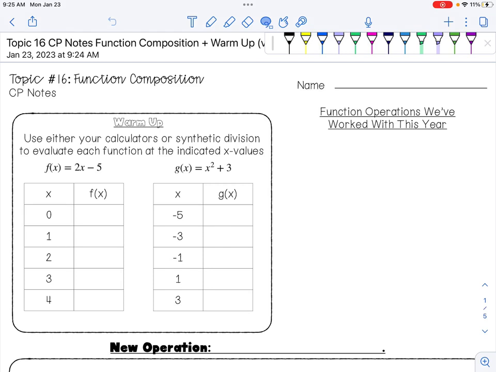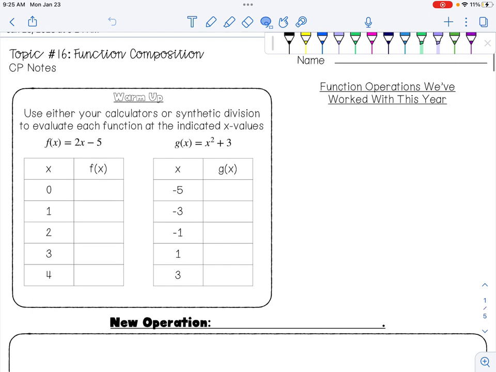Okay, so we're going to talk about a new function operation, which is called function composition. Before we start talking about it, we're going to fill in these two tables here. The first one we're going to do is for f of x. All that means is that everywhere I see this x in the equation, I'm going to replace that with the x value in the chart.